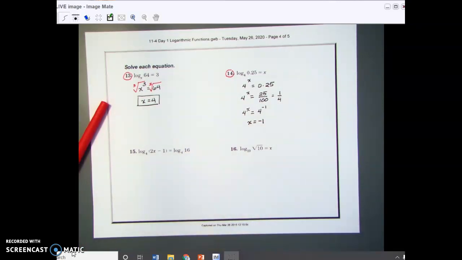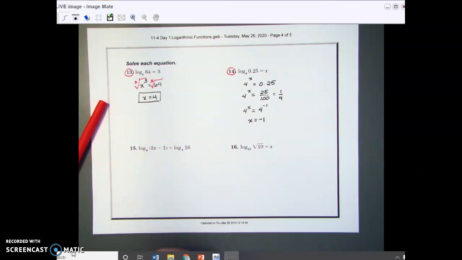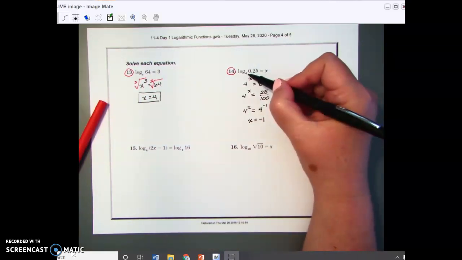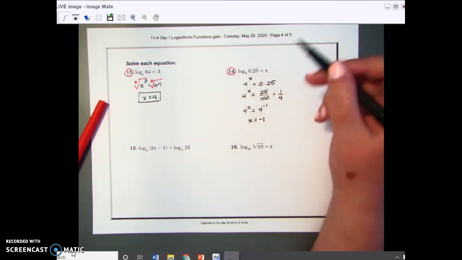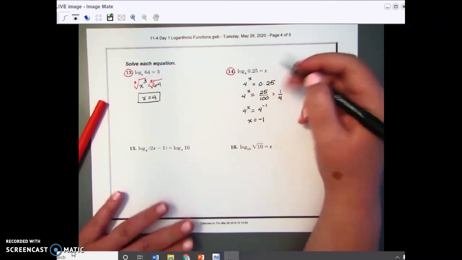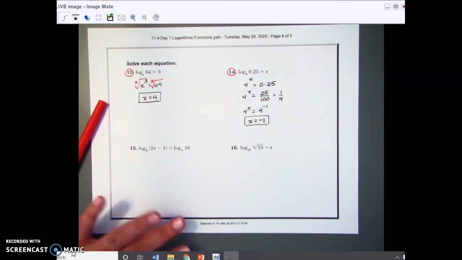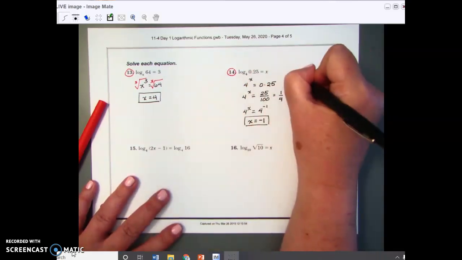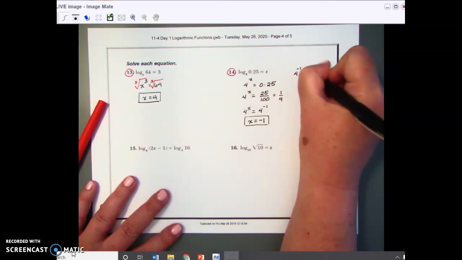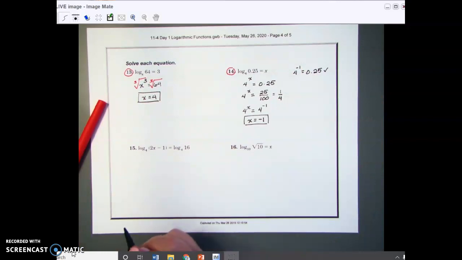So that negative 1 is kind of flashing a red light at me, so I want to double check and make sure that that's acceptable. So my base is still greater than 0 and not equal to 1, and my number is still greater than 0. Those are the two big restrictions. And so x being negative 1, that's okay, because that's just talking about my exponent, and so this is true. So notice if I plug that back in, this is saying 4 to the negative 1 power is equal to 0.25, which is a correct statement.